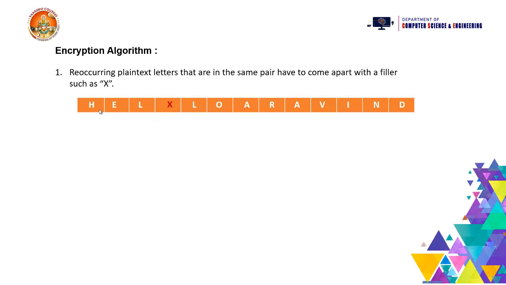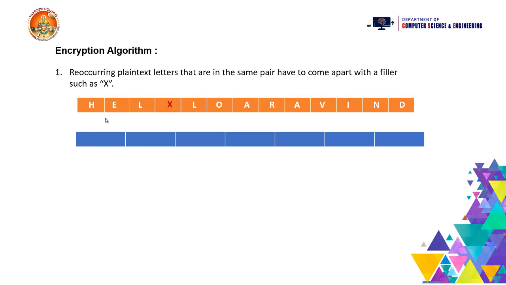Next, we are going to combine two letters as one pair. H and E is one pair. L and X is one pair.